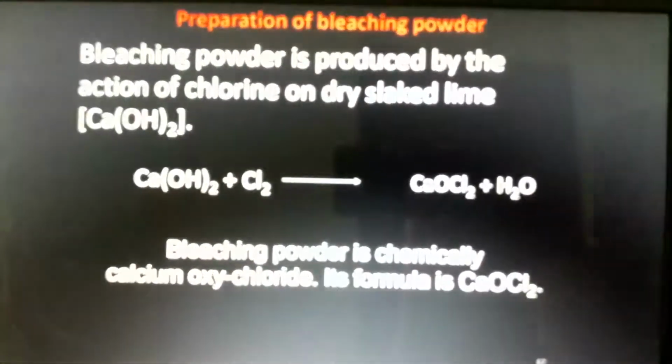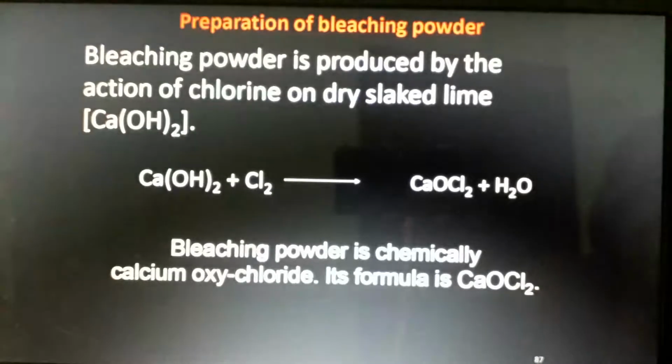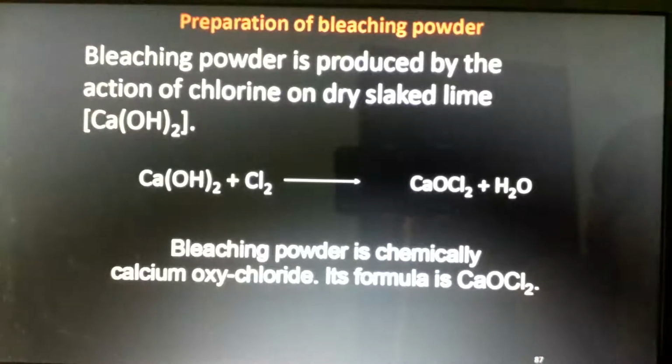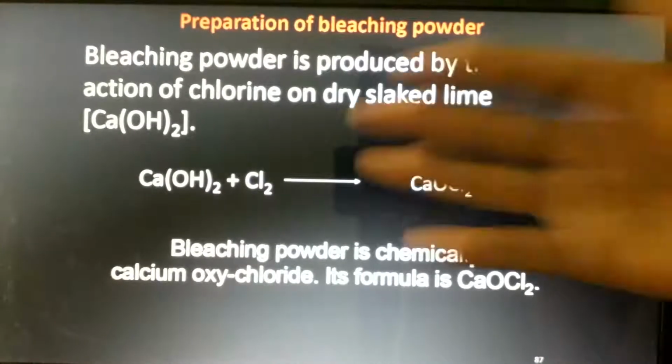Okay, preparation of bleaching powder. Bleaching powder is produced by the action of chlorine on dry slaked lime. Another simple equation to make another important thing. See, slaked lime. Okay, slaked lime.